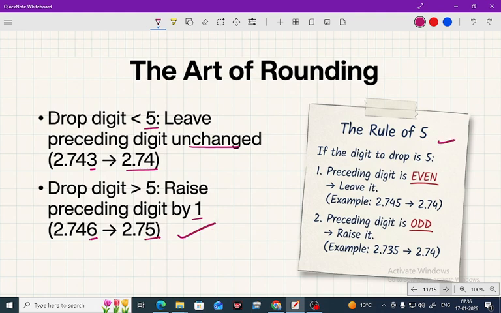The rule of 5. What is that? If the digit to drop is 5 and the preceding digit is even, leave it. 2.745, therefore 2.74. This is the rule of 5. If the preceding digit is odd, before 5 it is 3, therefore we have to change it to 4, 2.74. This is the rule of 5, right? Now we'll get to the next one.